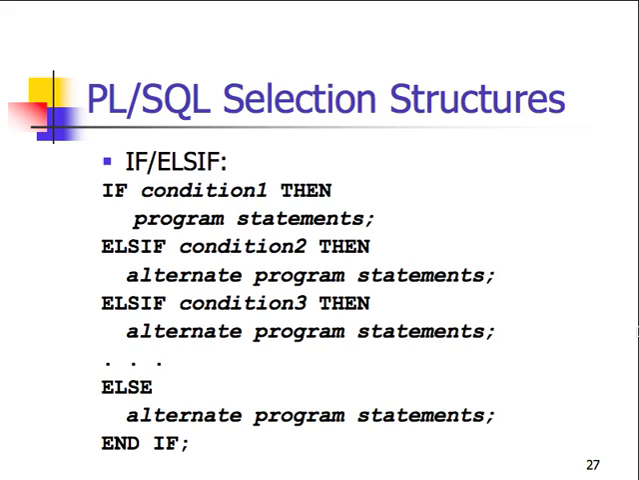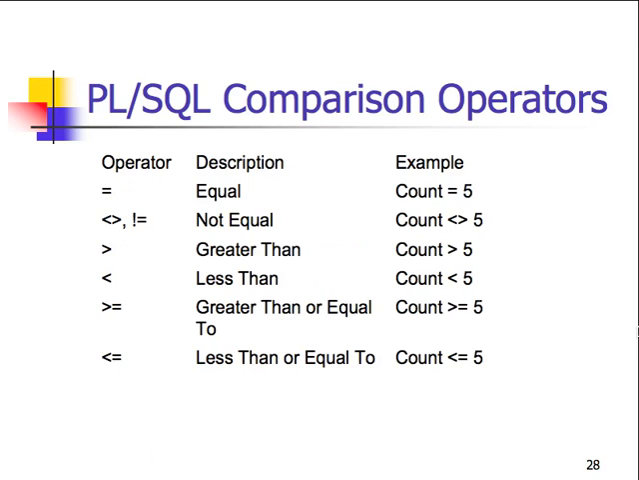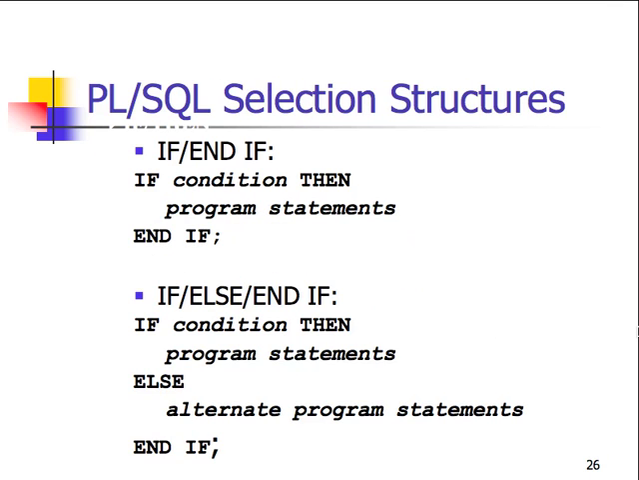So if a condition, then run some program statements. Else, if there's another condition, then run something else. Else if, and then end if. These are actually important because this is what you're doing with a procedural language. You're running a test on the database to see if you're going to get information back that meets a particular condition. And then if it does, you're going to do something.